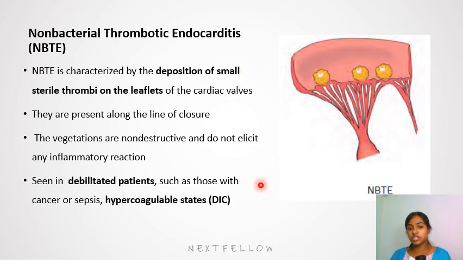So this vegetation is seen in patients with end-stage cancer, sepsis, as well as hypercoagulable states. Okay. They are sterile vegetations and seen along the line of closure. Previously in rheumatic heart disease, there also the vegetation was seen along the line of closure.